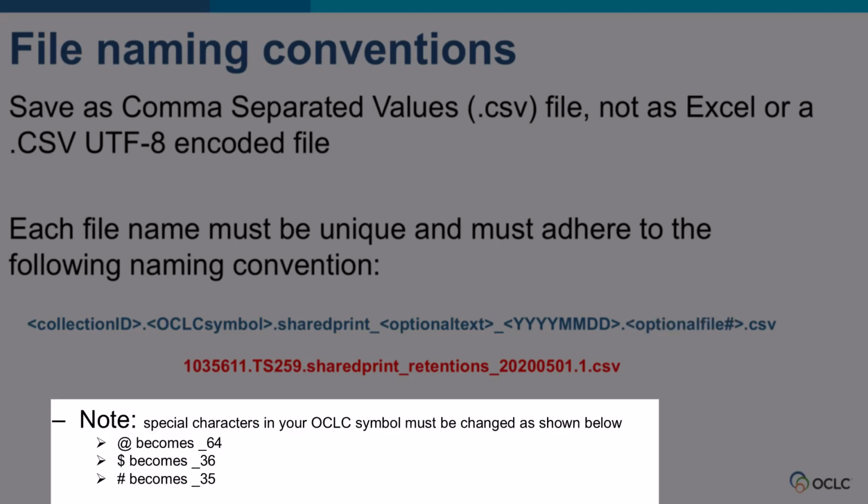Note that if your OCLC symbol contains special characters, those will need changed as follows. The @ symbol becomes _64, the $ symbol becomes _36, the hashtag symbol becomes _35.